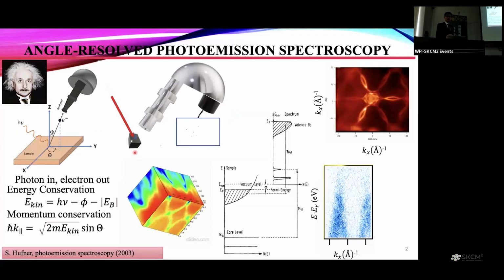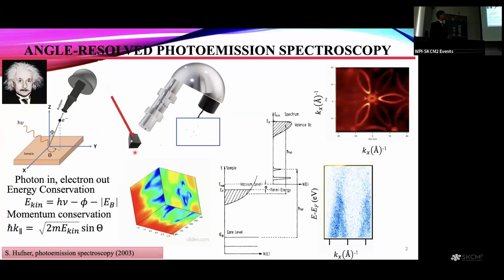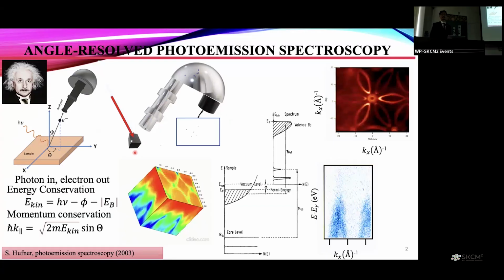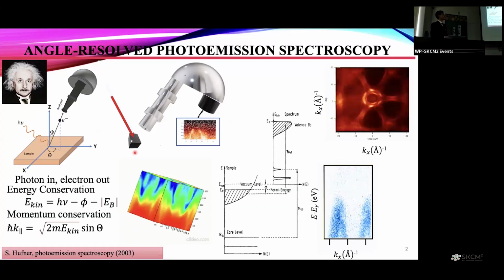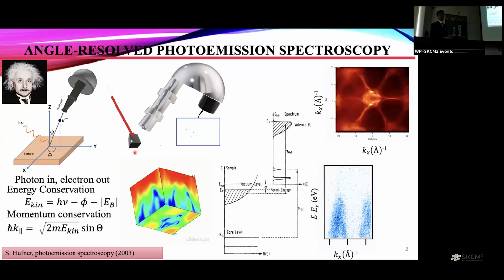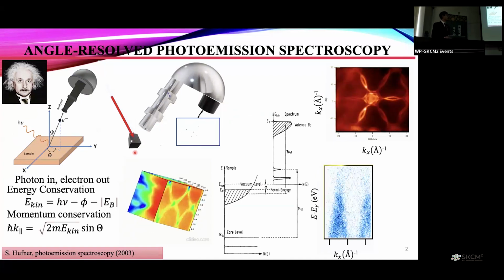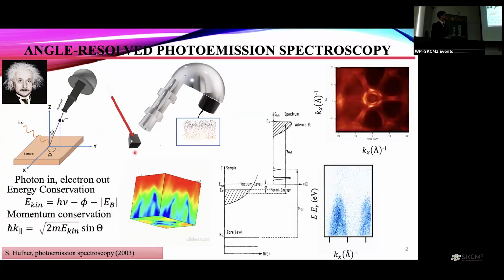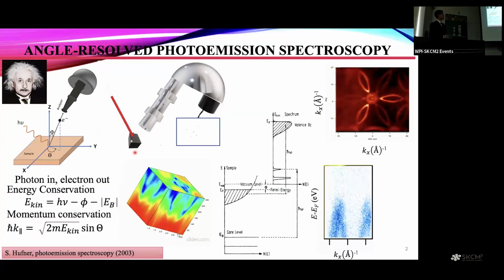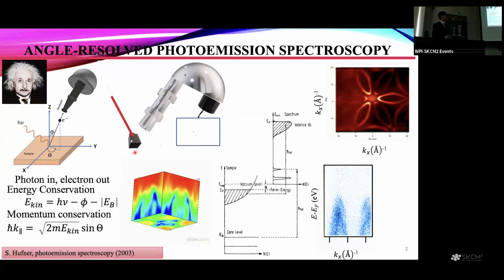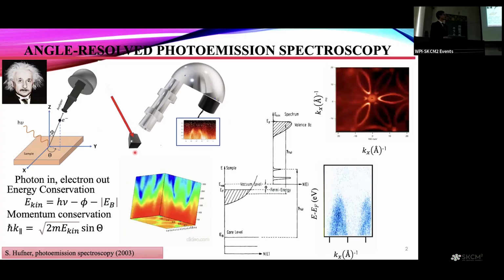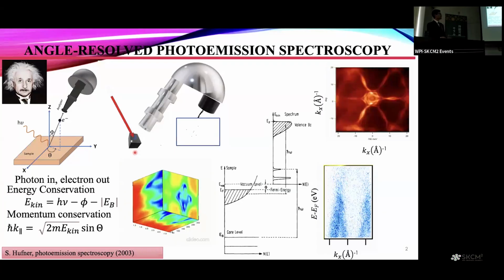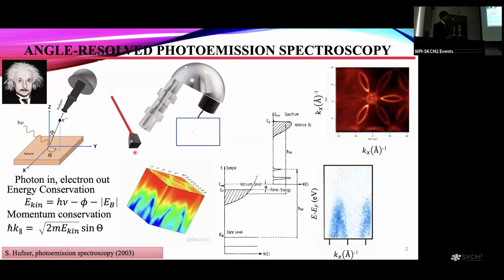Before I move into the details of the talk, I would like to give a brief introduction about the technique that I use. The technique is called angle-resolved photoemission spectroscopy, or in short, ARPES. It's basically based on the principle of the photoelectric effect, which Einstein explained and got the Nobel Prize for in 1905. The principle is based on two basic conservation laws, the energy conservation and the momentum conservation.